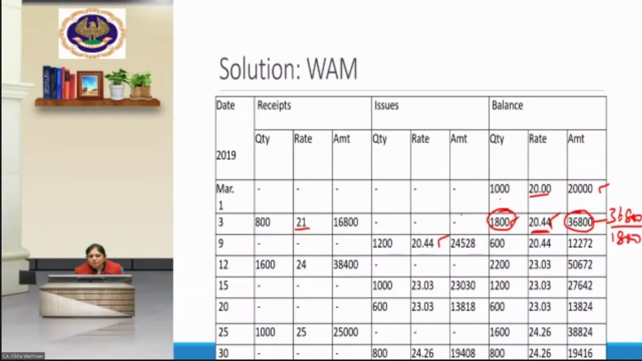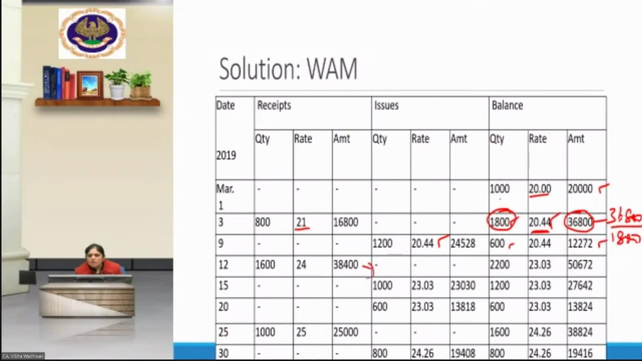You just have to reduce the balance from the balance. So 1800 minus 1200, reduce the amount from the amount. 36,800 minus 24,528, you get a new balance. Then you have again a new purchase. At the time of new purchase, again a new weighted average will be calculated.